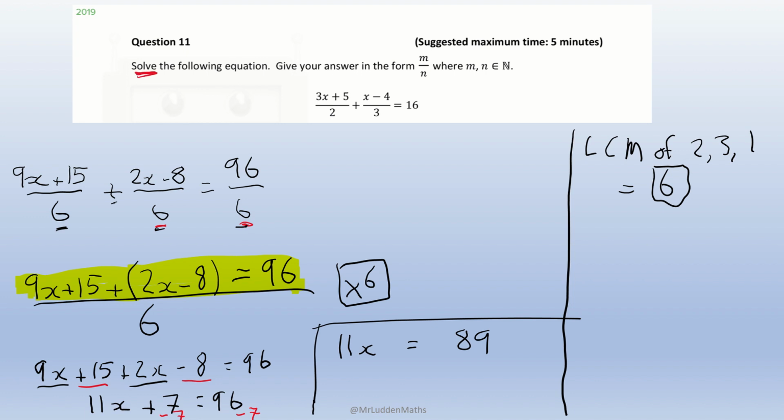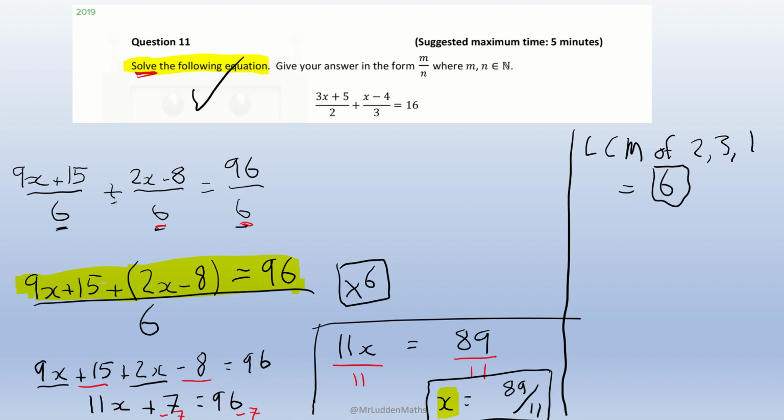So 11x is 89. I'm going to divide by 11, and I'm going to get that x is equal to 89 all over 11. And you might think, oh, I've got a fraction as my answer, it looks a bit weird. Have I done this correctly? If you look at the question up top, it says to solve the following equation. So seeing as x was your unknown in your equation, you've got x is equal to something down here at the bottom. So in that regard, we're good.